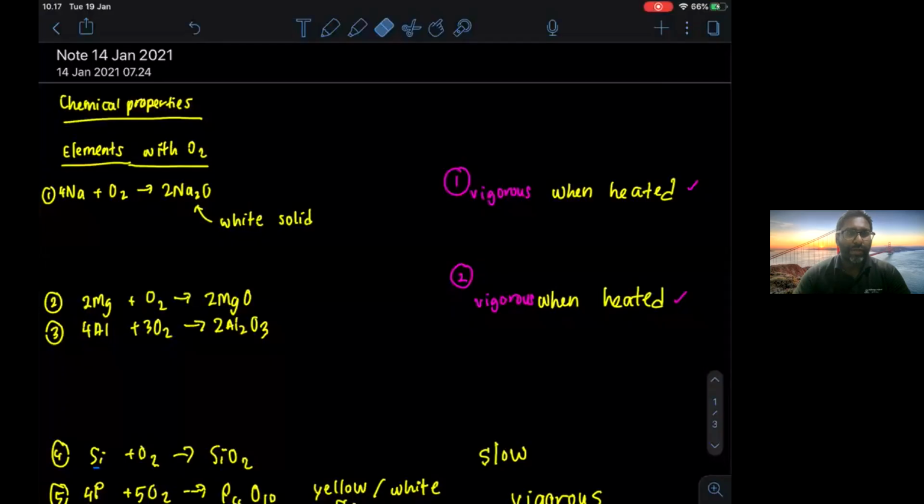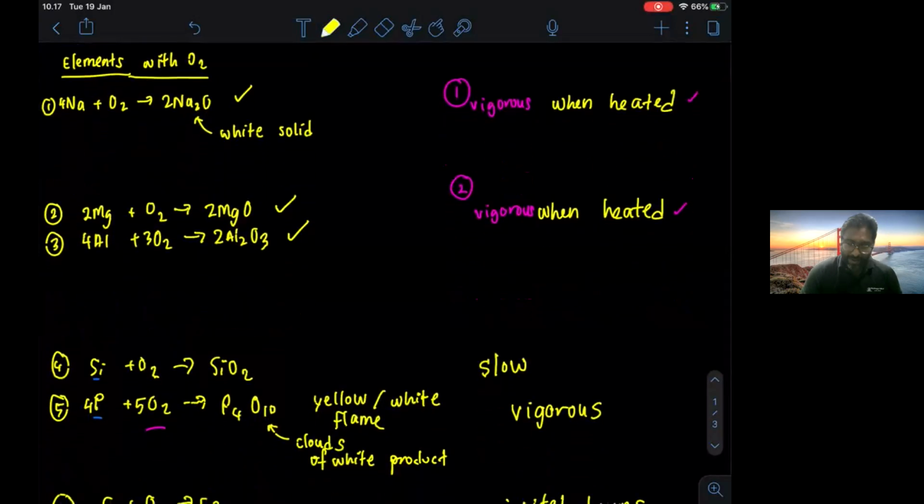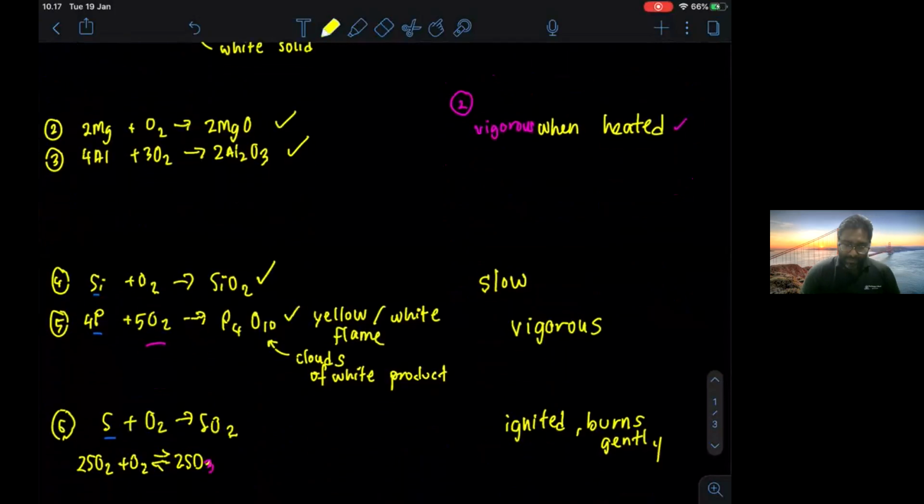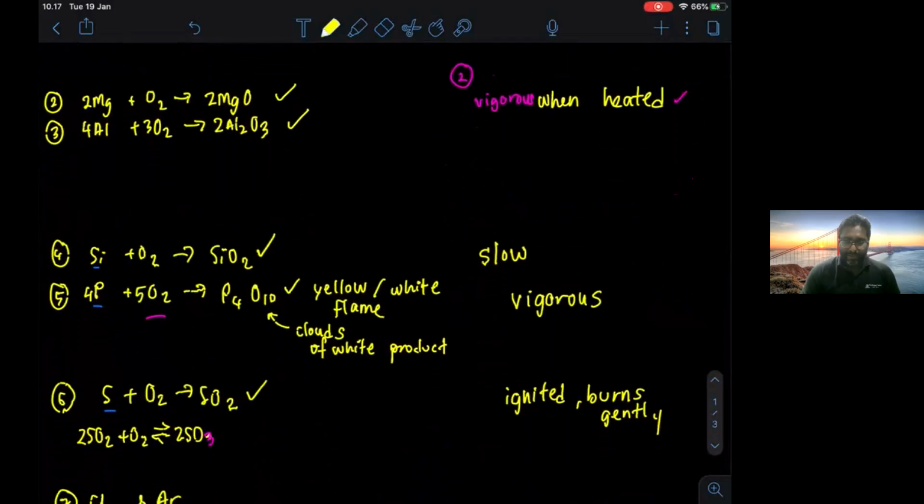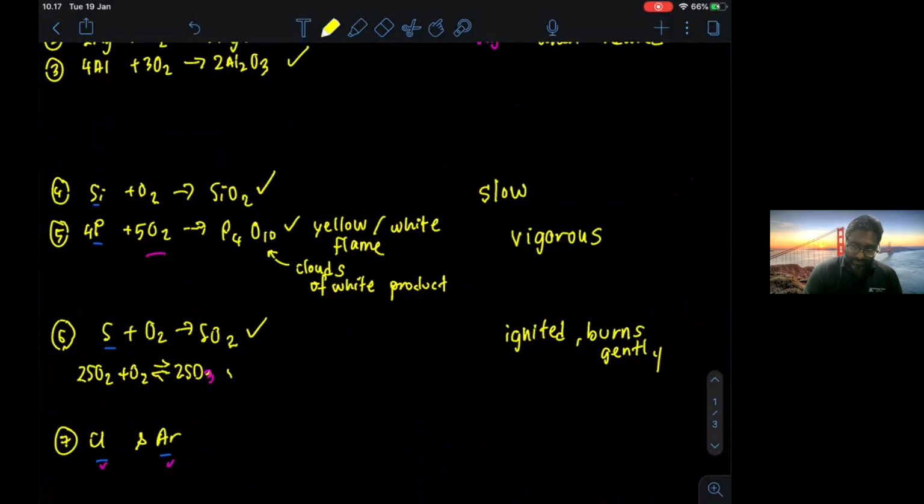So we will look into the chemical properties of period 3 elements. When period 3 elements react with oxygen, they will give you the oxide. For example, sodium with oxygen gives sodium oxide, then magnesium oxide, aluminium oxide, silicon oxide, P4O10, SO2. When sulfur reacts, it will give you SO3.